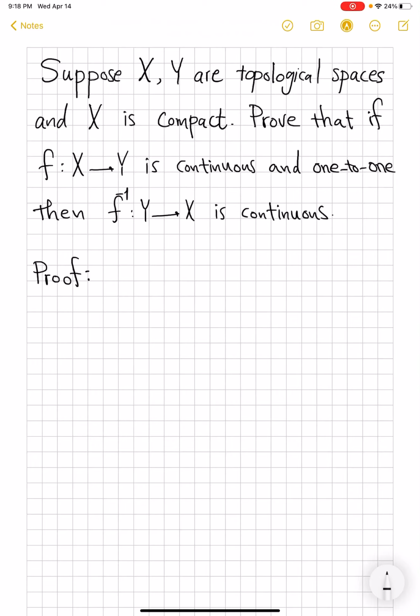Hello everyone. So today, a very interesting question where we get free continuity of the inverse of a function. Suppose X and Y are topological spaces. This is the minimal assumption where we have a notion of continuity, and X is compact.